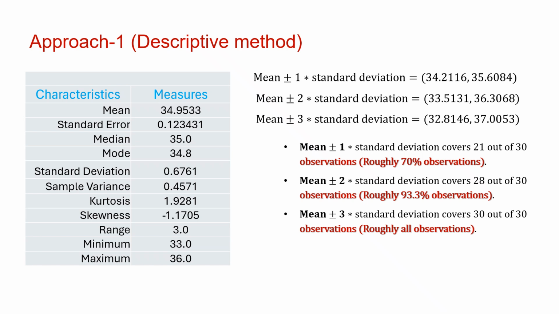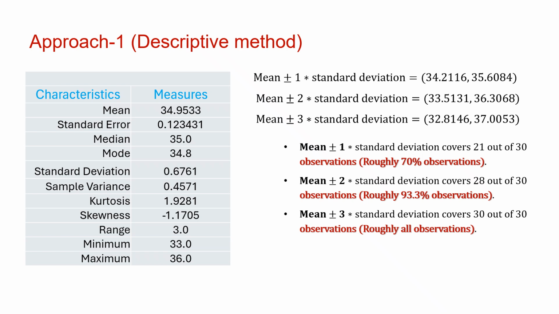The percentage of observations covered by the 1 sigma limit is 70%, because 21 out of 30 observations are covering that particular interval. Plus or minus 2 standard deviations covers roughly 28 out of 30, that means 93.3 percent, and the 3 sigma limit covers roughly all the observations. So if you recall, the normal distribution has a very interesting property, that is the area property, we always call it.